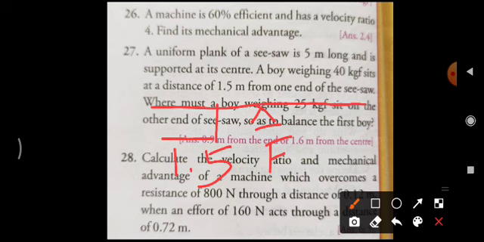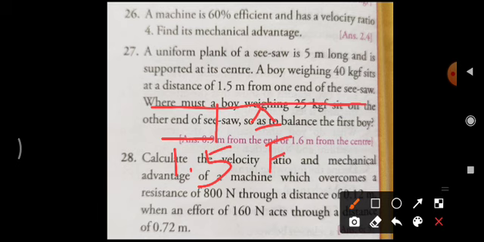You know that W1 into D1 is equal to W2 into D2. In the first lesson we read about the moment of force, that is W1 into D1 is equal to W2 into D2. So here the first weight is 40 into the distance D1 equal to 1.5. Then W2 is equal to 25 into D2, and that D2 we need to calculate. By using that equation we can easily calculate D2.